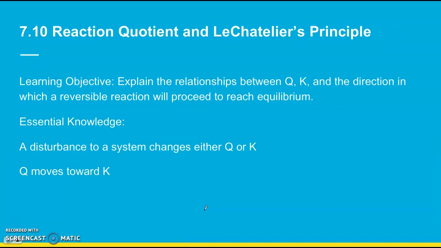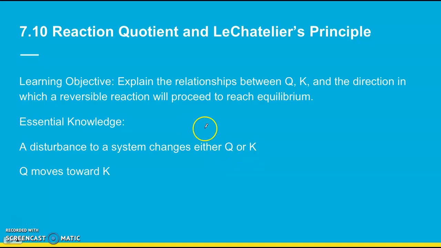Okay, and the last section for today is 7.10, reaction quotient and LeChatelier's principle. And the learning objective is explain the relationships between Q, K, and the direction in which a reversible reaction will proceed to reach equilibrium. So the essential knowledge is a disturbance to a system changes either Q or K. So if you're at equilibrium and some stress is applied to the system, either Q or K will change.